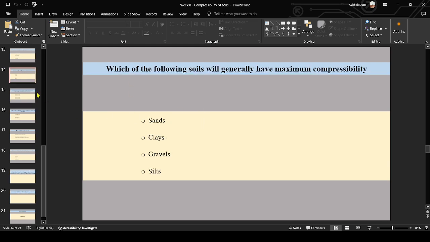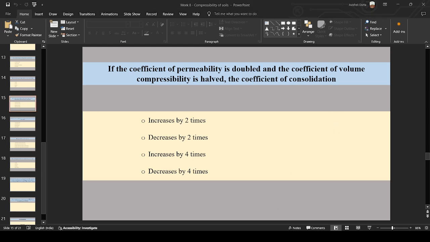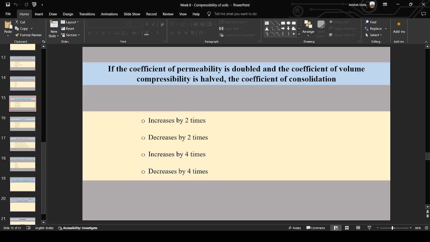If the coefficient of permeability is doubled and the coefficient of volume compressibility is halved, what happens to the coefficient of consolidation? The options are increases by 2 times, decreases by 2 times, increases by 4 times, decreases by 4 times.